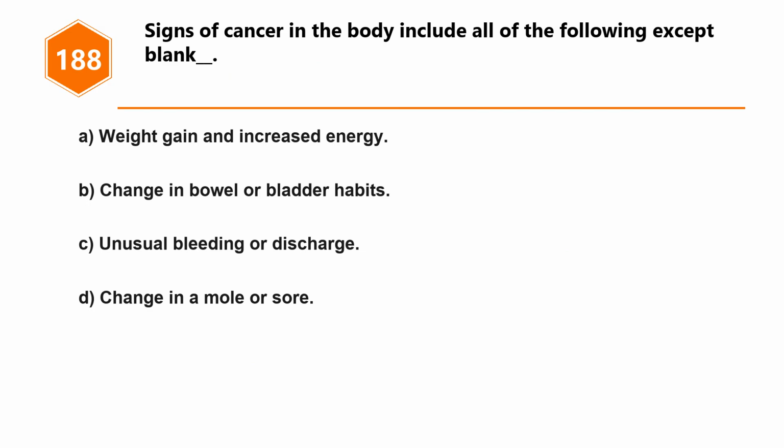Option A, weight gain and increased energy. Option B, change in bowel or bladder habits. Option C, unusual bleeding or discharge. Option D, change in a mole or sore.